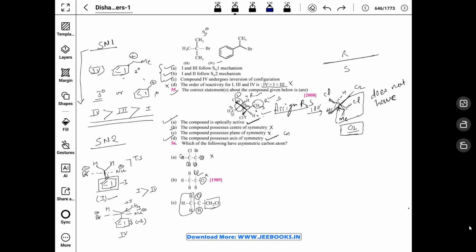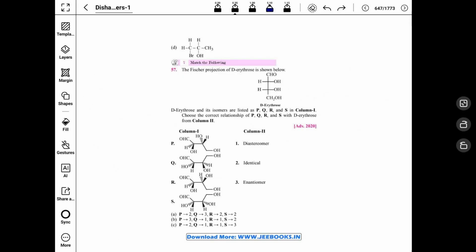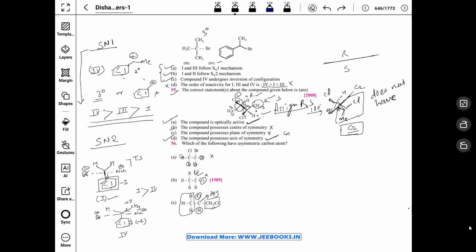So this is asymmetric. Now what is the fourth one? In the fourth case you have methyl, OH, hydrogen. So this one is an asymmetric carbon, but this is not an asymmetric carbon. Therefore we can say that compounds C and D have an asymmetric carbon. So these two compounds, C and D, have an asymmetric carbon.